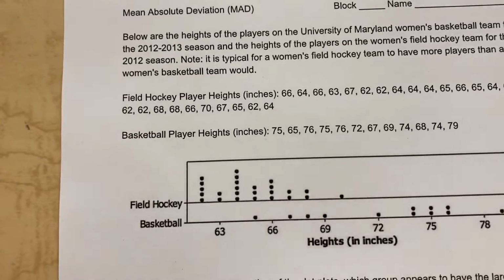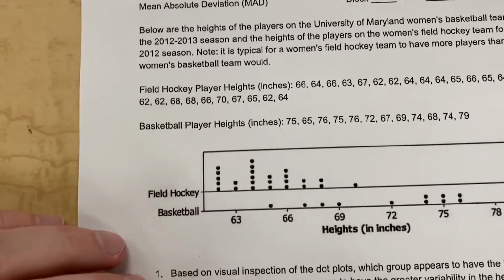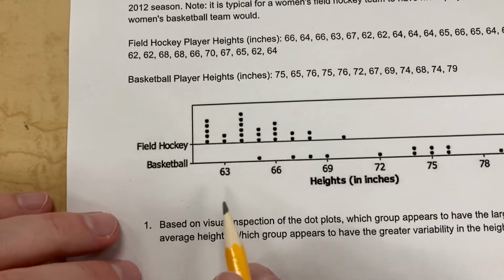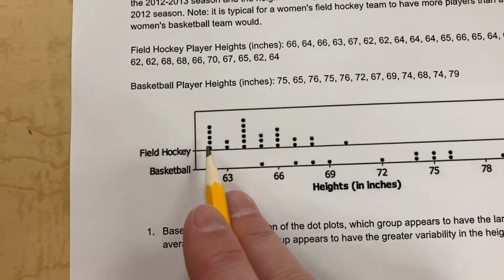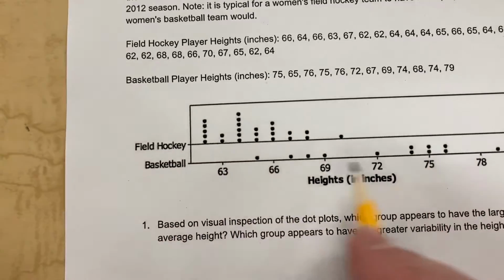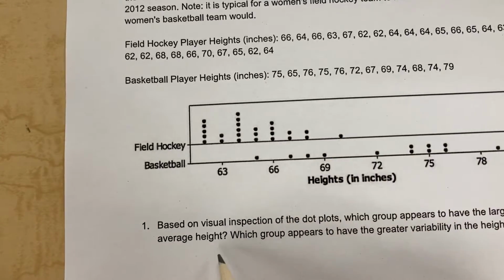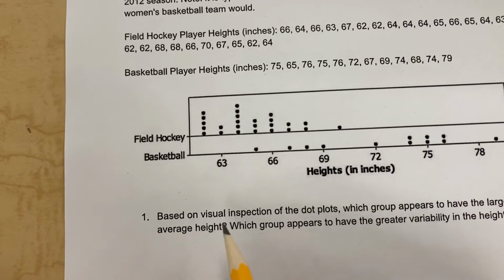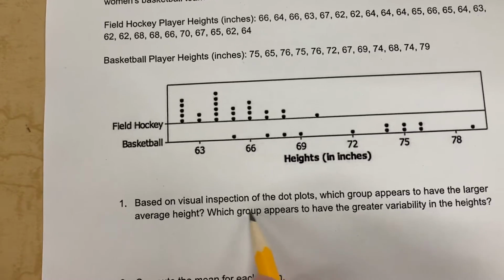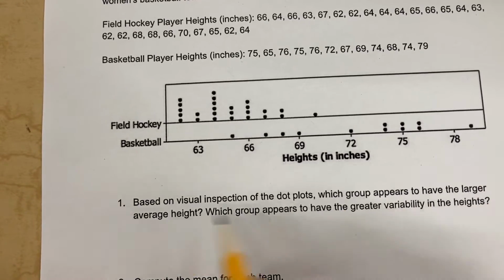This is the answer to the MAD, mean absolute deviation worksheet. We were given the heights of people on a field hockey team versus a basketball team. We would expect the basketball team to have higher heights than them, but the question is asking something a little different. It says, based on the visual inspection of the dot plots, which group appears to have the larger average height?